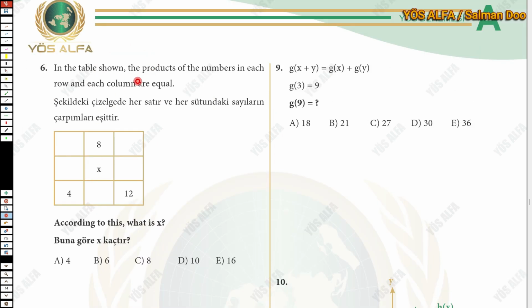In this table, the products of the numbers in each row and column are equal. So let's add y over here. The product of the column here is 8 times x times y. The product of the row is 4 times y times 12. The y's cancel out each other. We have x is equal to 6.